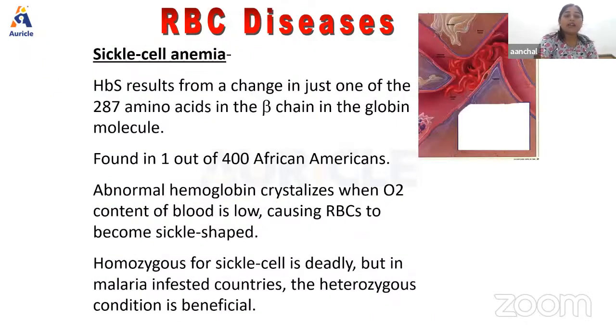Then another thing we have is sickle cell anemia. That results from a change in just one of the 287 amino acids in the beta chain. So the mutation takes place in the beta chain and is found in 1 out of 400 African Americans. Abnormal hemoglobin crystallizes when the O2 content of blood is low, causing RBCs to become sickle shaped. Homozygous for sickle cell is deadly, but in malaria infested countries, the heterozygous condition is beneficial.